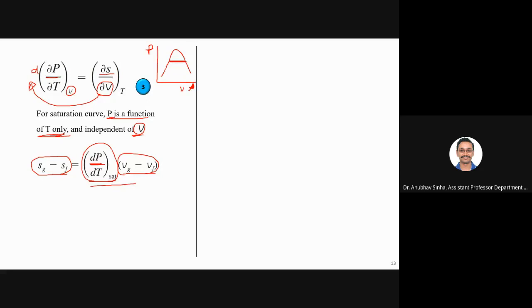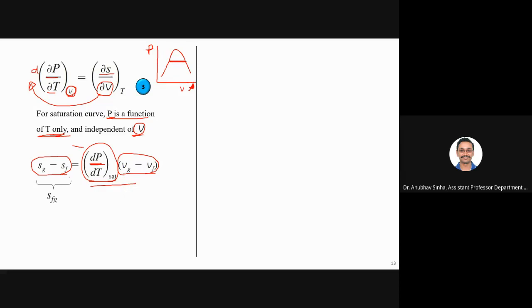Is this clear? Sir, from the PV plot, we are seeing that the volume is continuously changing. Then how have we taken the volume to be constant in del P by del T? No, I'm not taking it constant. I'm saying that inside this dome, pressure is only a function of temperature. Pressure is not controlled by volume. That's all. So if it is not controlled by volume, I can write dP by dT instead of del P. That's all. Okay, sir.